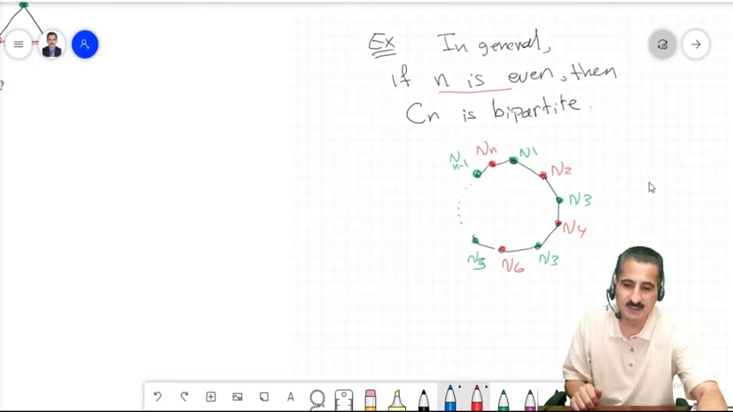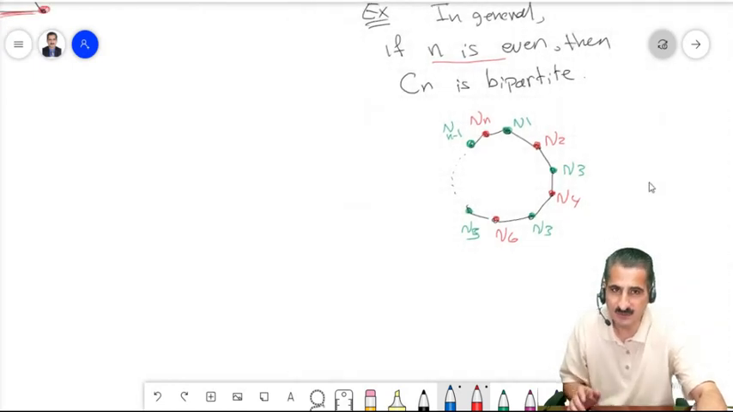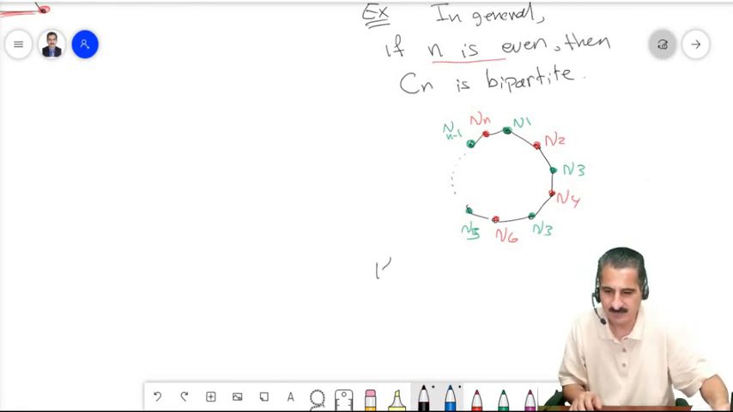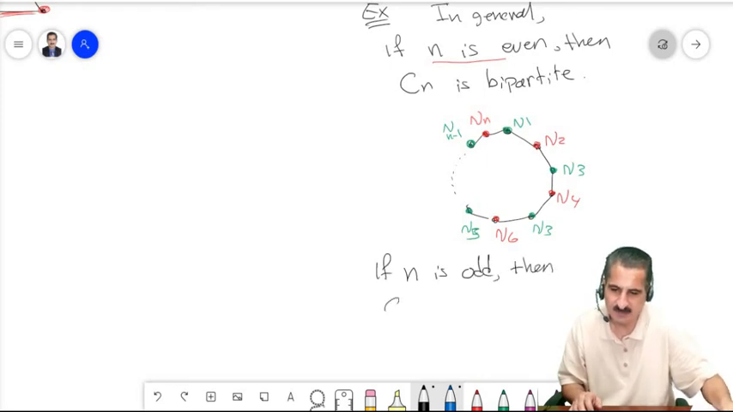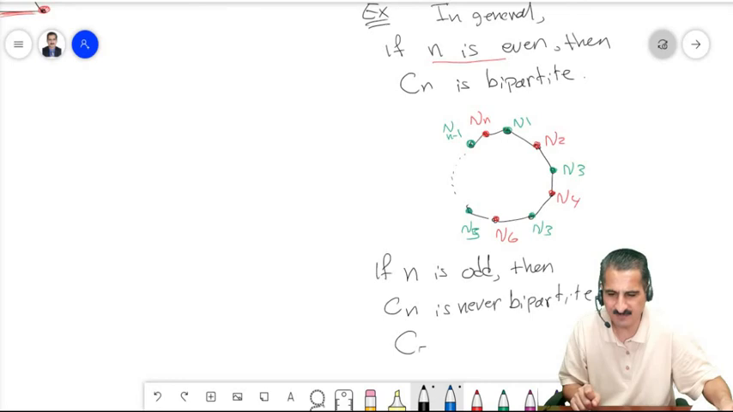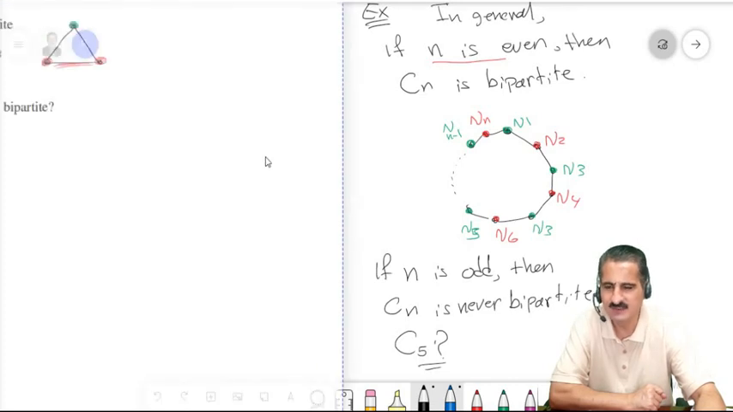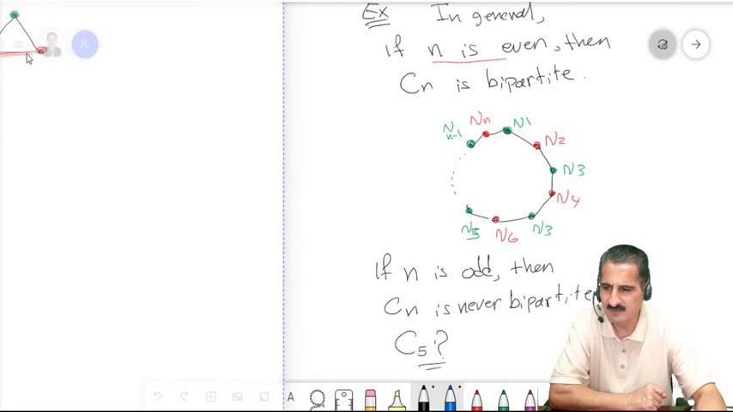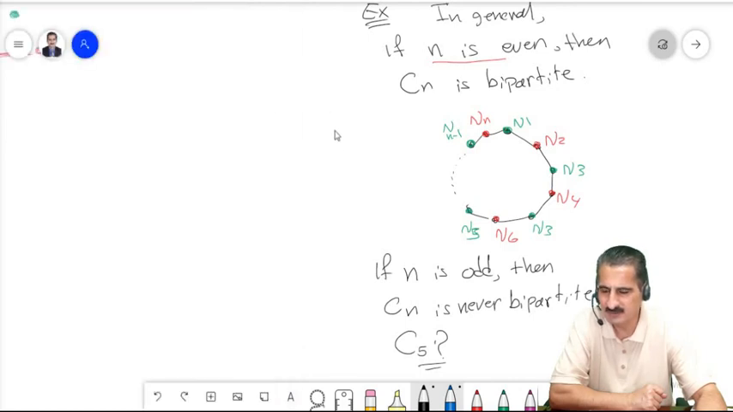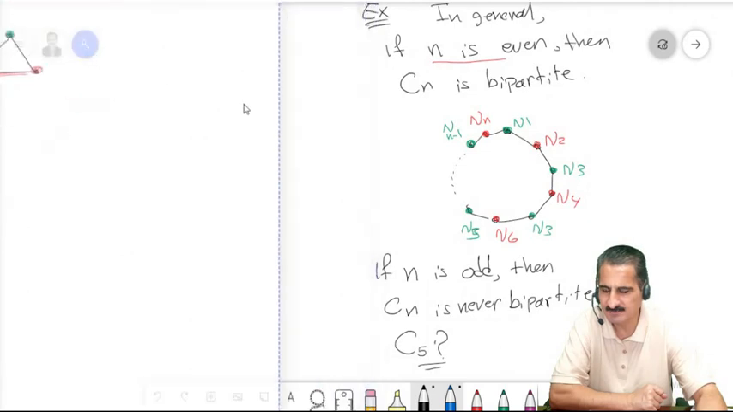But if n is odd, then we cannot do that. If n is odd, then Cn is never bipartite. Try that for C5 and see if you can prove it is not bipartite, or C7. We have just seen that K3, which is the same as C3, is not bipartite.